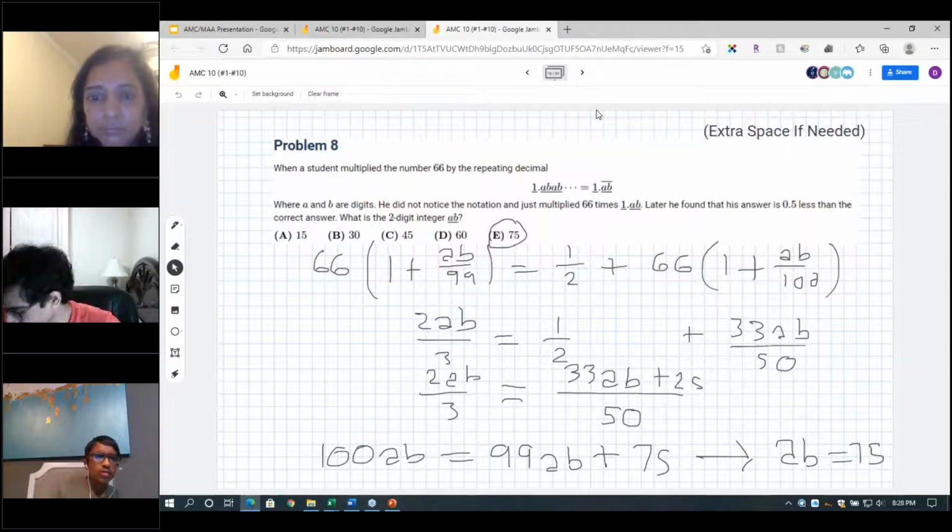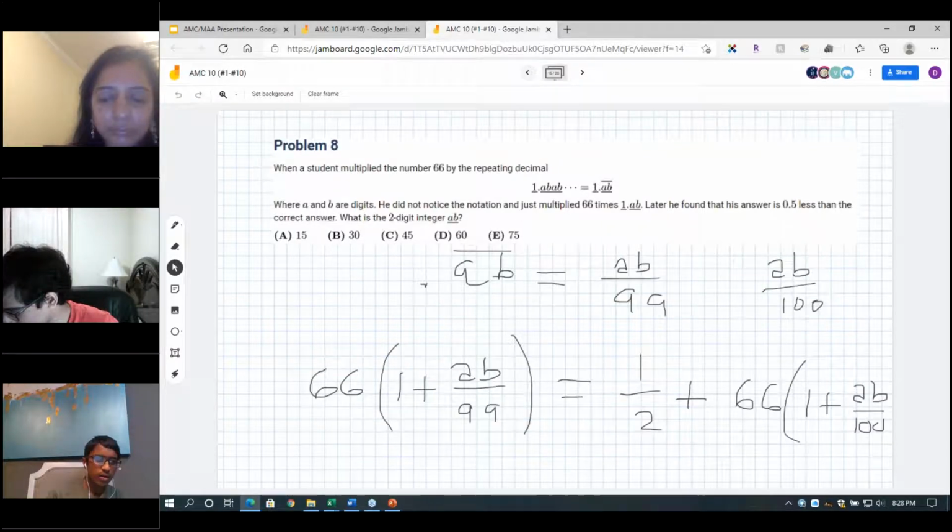Can you go to the first slide, please? Okay. So first we have this idea. 0.ABAB going on forever is just equal to AB over 99. So we could set everything up into fractional form.